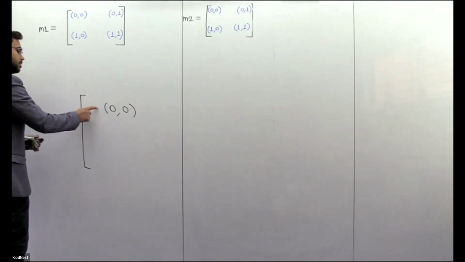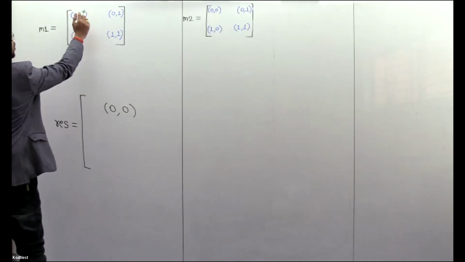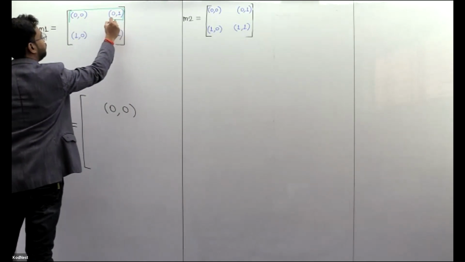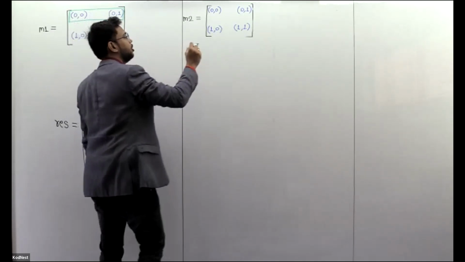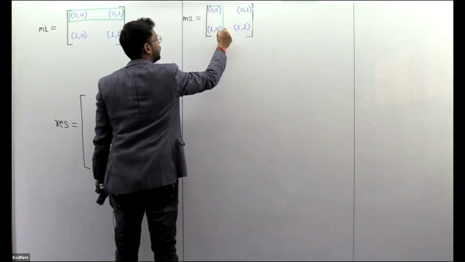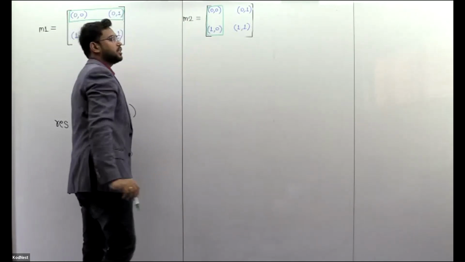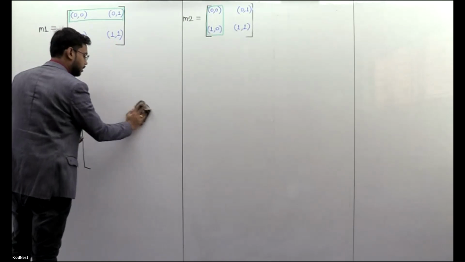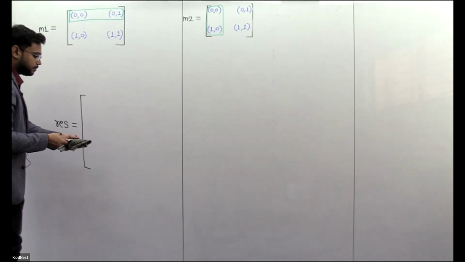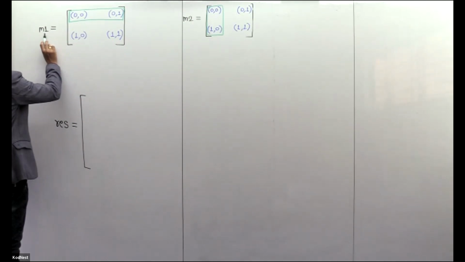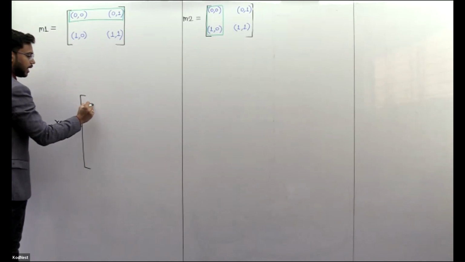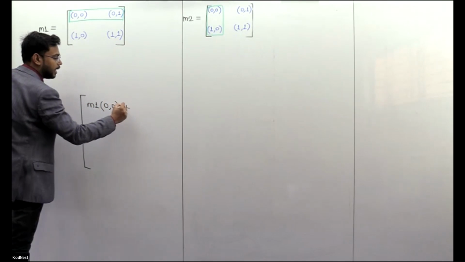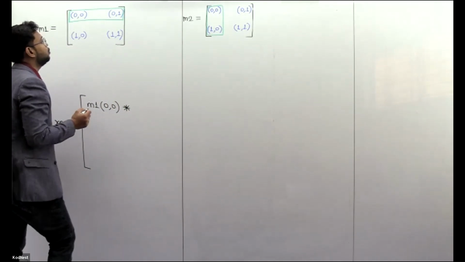So if I want to find the 0, 0 element, what do I have to do? I have to take the 0th row of the first matrix and consider the 0th column of the first matrix. So let us multiply them and write it over here. So I will tell like this. See, this is M1, 0, 0. So here I will tell M1, 0, 0 element I have to multiply with what?